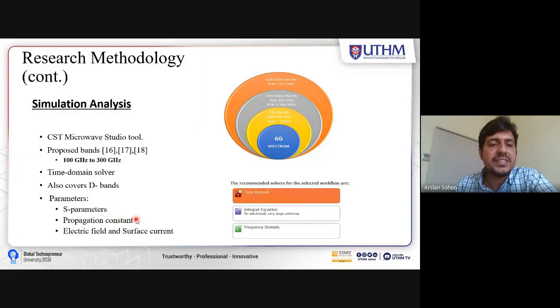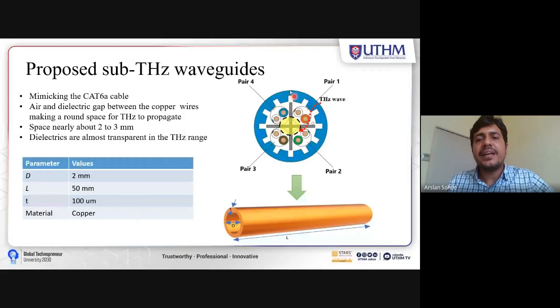As we can see here on the right side, this is a Cat6 cable, the Ethernet cable. It now has four pairs of wires. We can see this: one pair, two pair, three pair, and four pair. They are coated in aluminum. And this plus sign is a dielectric separator. So we can use this space for the propagation of the terahertz waves wirelessly.